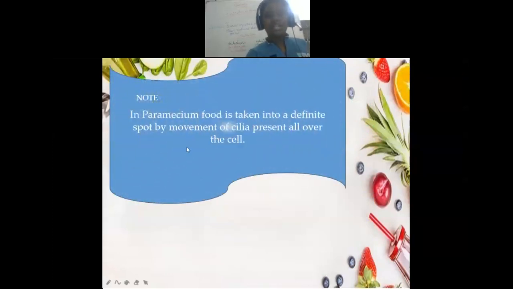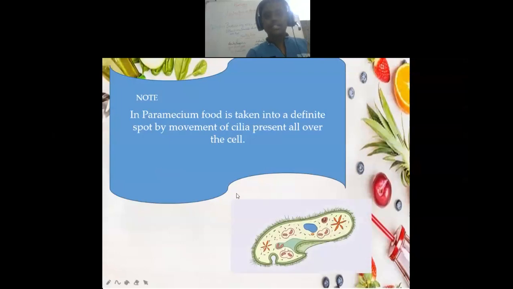Note, in paramecium, another unicellular organism, food is taken into a definite spot by the movement of cilia present all over the cell. So you can see the cilia here. With the help of the cilia, paramecium moves the food to a definite spot, like how food is moved to our stomach. In that manner, in paramecium, the cilia help move the food to a particular spot.